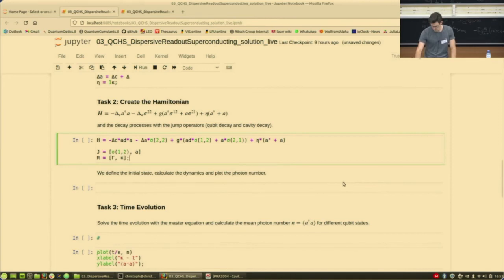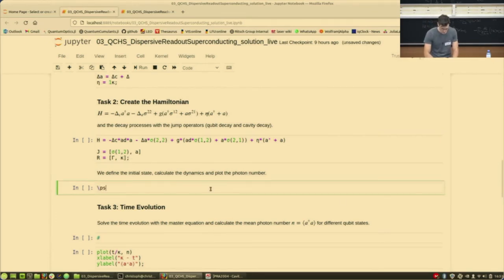So the next thing to do is to define the initial state. And the initial state is just given by an n-level state of the qubit.